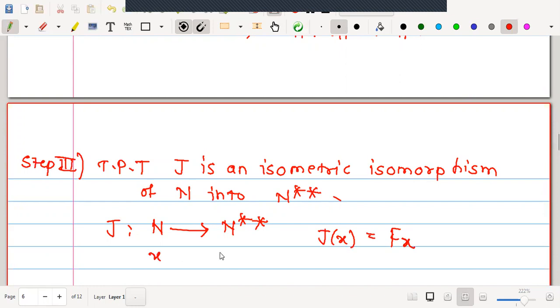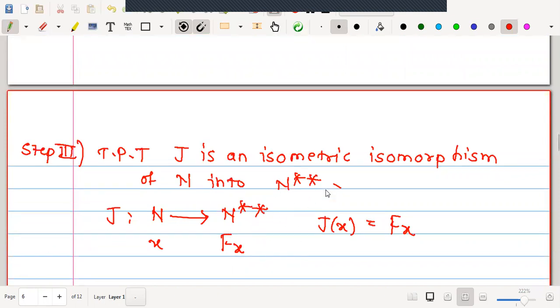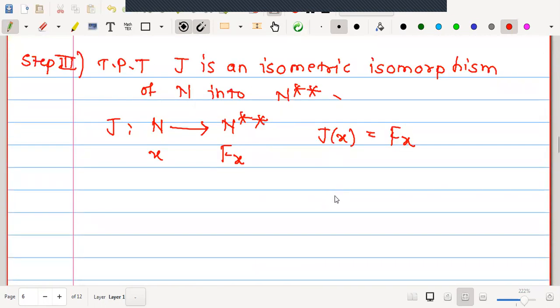For every x in N, we know that there exists a functional fx in N double star. Therefore, the mapping was defined as Jx equals fx. Proving it is an isometric isomorphism means how many steps to prove? In isomorphism, we must verify linearity and one-oneness, because linearity is nothing but homomorphism, preserving the operations. Therefore, one-oneness, linearity, isometry: 3 steps to prove.